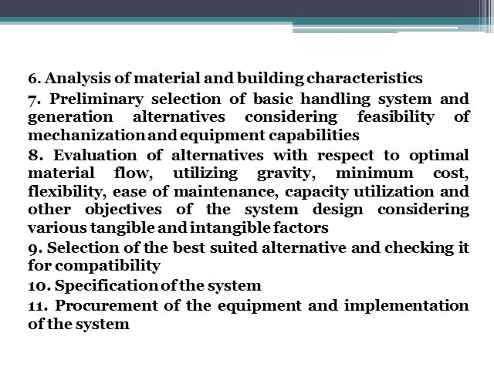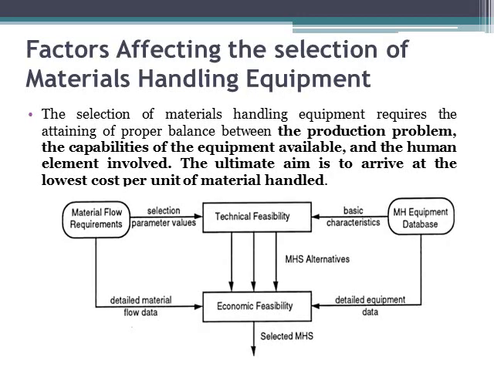Step 9, select the best alternative by this comparison. Step 10, we will make a specification based on the parameters, and finally we will go for the procurement. So these are the procedure used for selecting and designing a material handling system. What are the factors we need to consider as parameters?